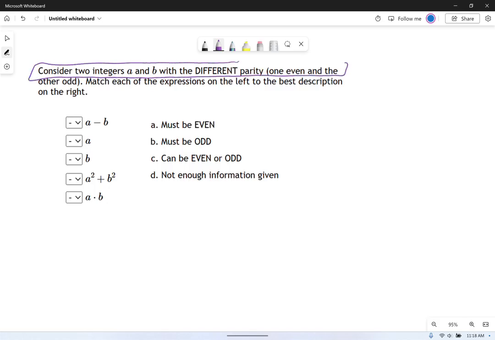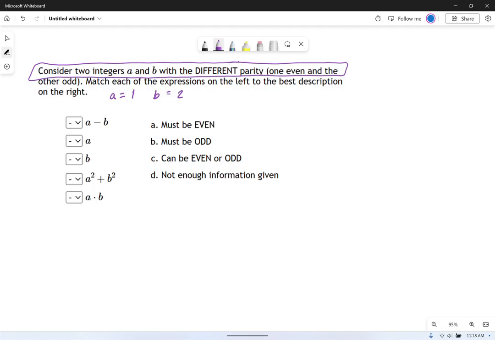Two integers with different parity, one's even, one's odd, and just pick two integers. You don't have to worry about whether you picked the right two integers or the wrong two integers. Like here, I'm just going to pick a equals 1, b equals 2. See, one's even, one's odd. And I don't have to worry about all the other possible ways I could do this, because anything that works for those integers that I just picked is also going to work for any other set of even odd integers.